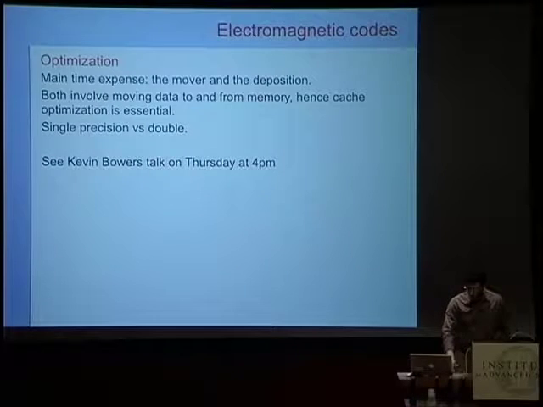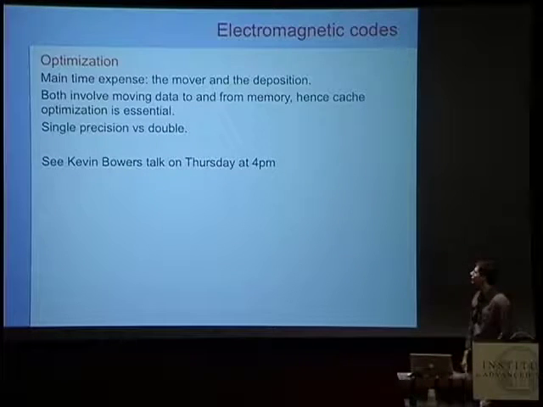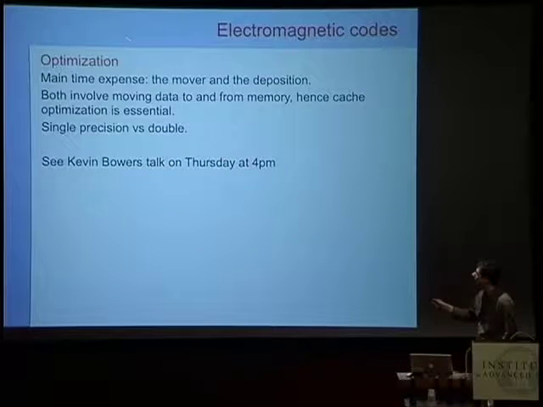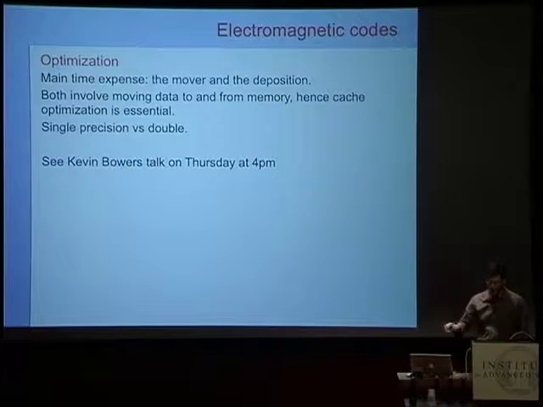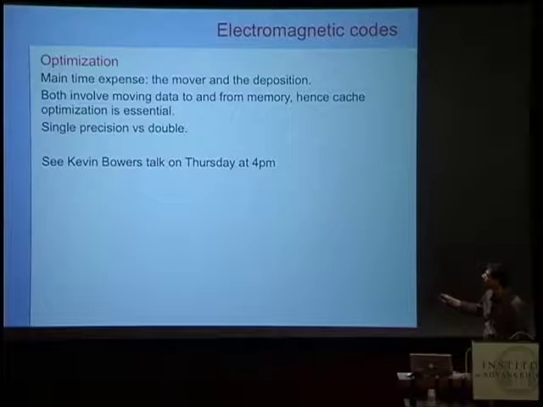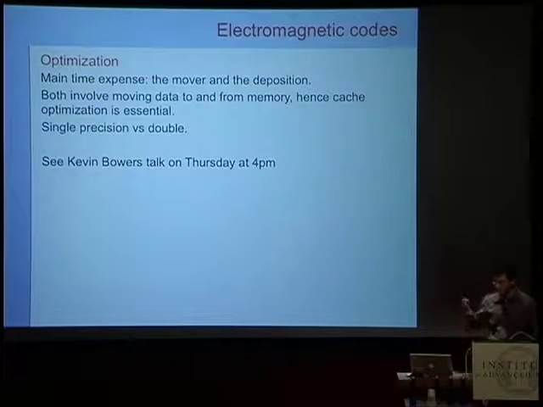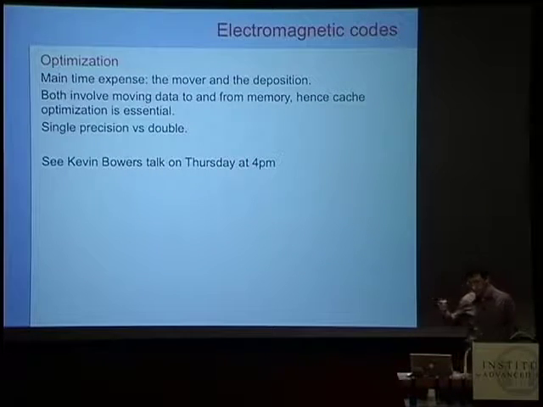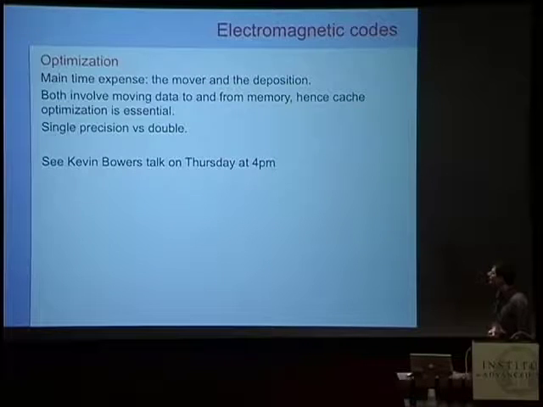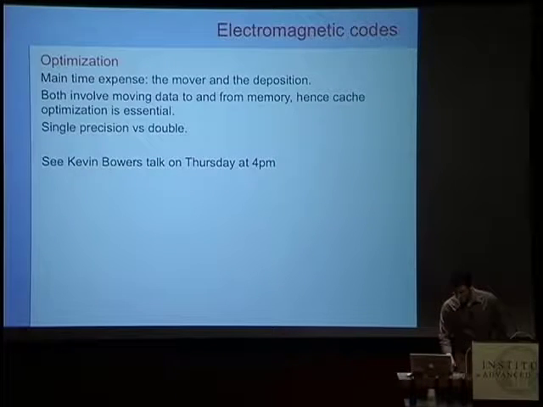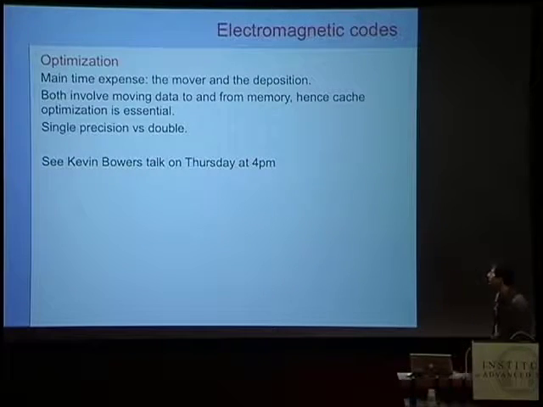And the main time expense in these codes is really twofold. There is the mover, which includes the interpolation of the electromagnetic fields to the particle and the push of the Lorentz force, and then the deposition, where the particle's current is calculated and assigned onto the grid. Typically, these 2 steps take about the same amount of time in a large simulation.